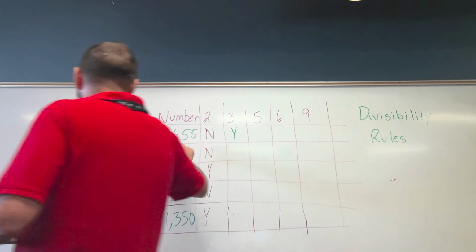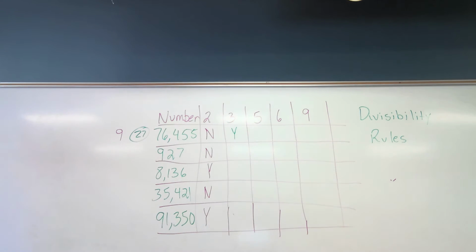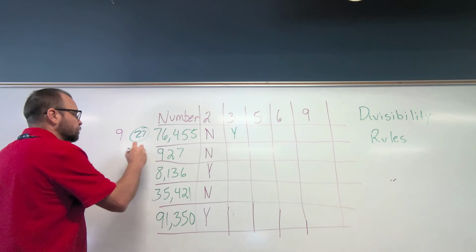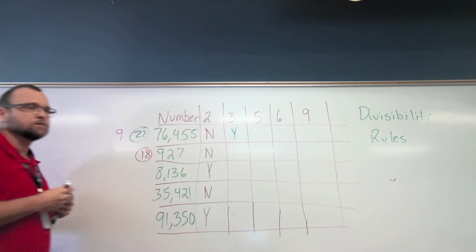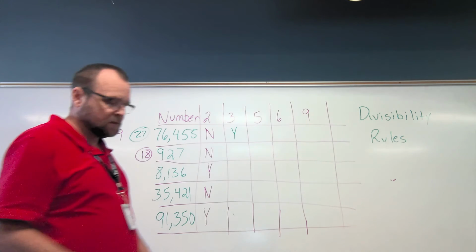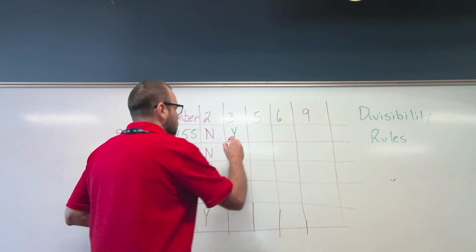Colt, what is the sum of the digits? It's 18. 9 plus 2 plus 7 is 18. Colt, is 18 a multiple of 3? Yes. So that number is divisible by 3.